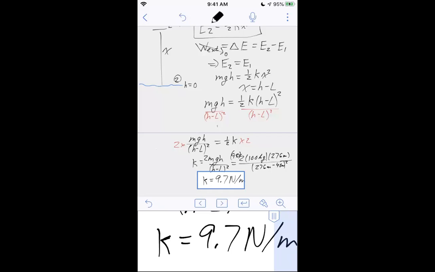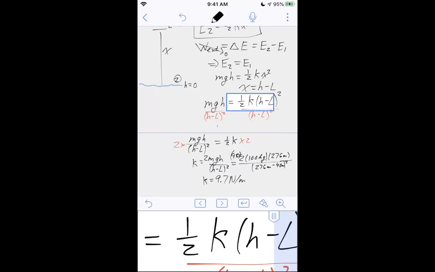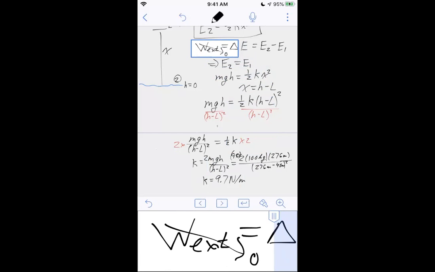Let's see, get the chat. Okay, so why are E2 and E1 equal is the question. Will they always be? No, they won't always be. They're equal in this problem because the external work is 0.